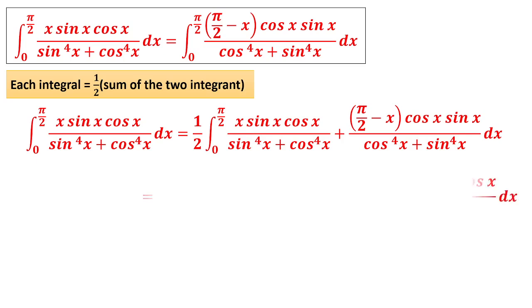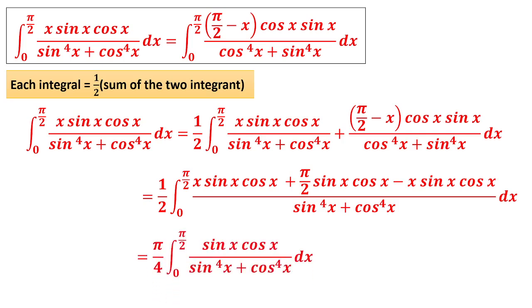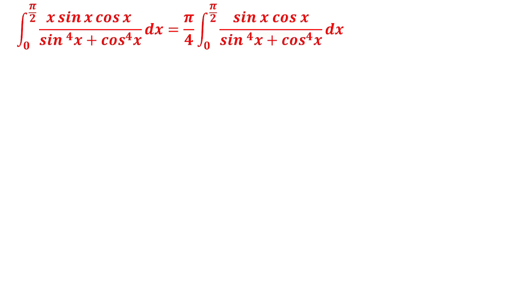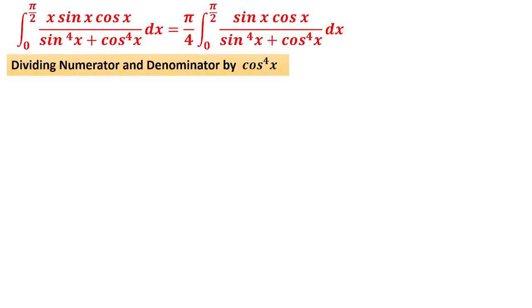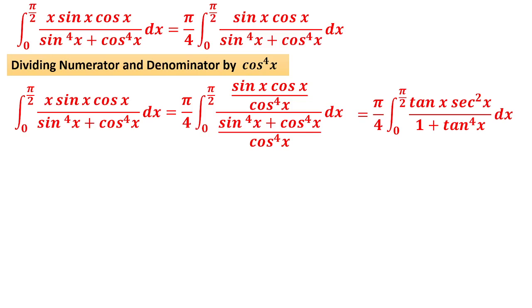Now you add the numerators. When I add the numerators, I am getting only sin x cos x by sin power 4 plus cos power 4. Now how to tackle it? Divide the numerator and denominator by cos power 4. Therefore, the numerator will become tan x into secant square x. The denominator becomes 1 plus tan power 4.